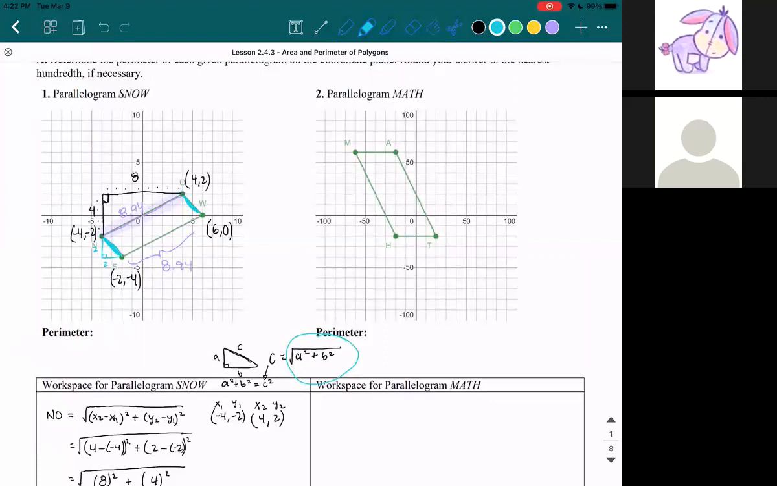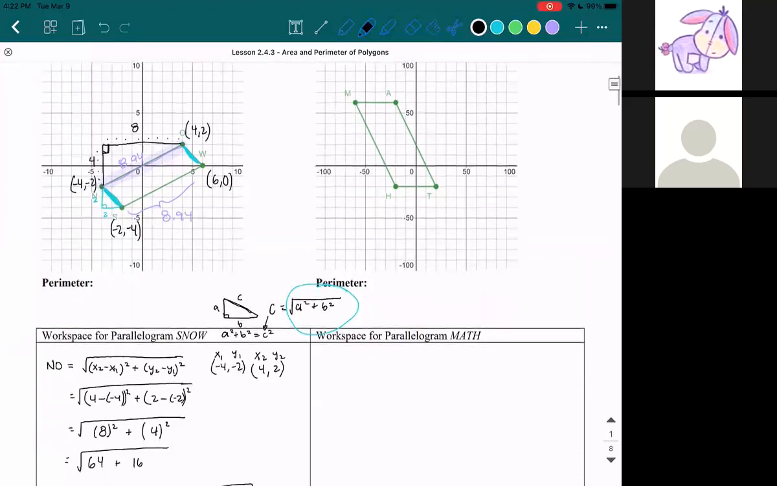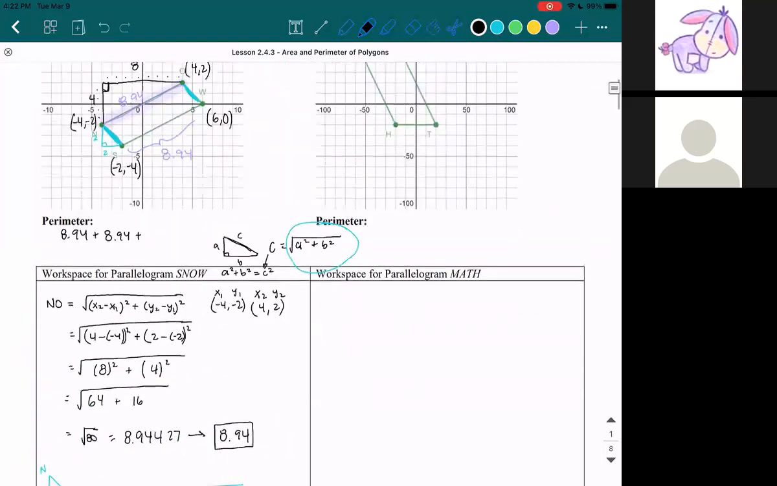So finally, to calculate the perimeter, all you have to do is add up the 4 sides. We have 8.94 plus 8.94 plus 2.83 plus 2.83 equals, and calculator again, 23.54. Final answer. So the perimeter of this parallelogram is 23.54.